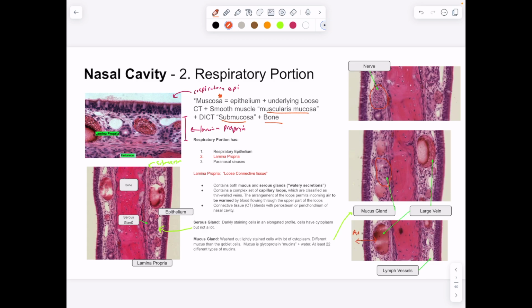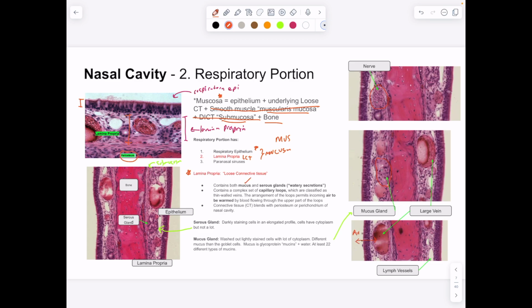But overall, as we find mucosa right here, it's going to be lamina propria plus the respiratory epithelium. So this is our mucosa. And then later on, we're going to see we'll have smooth muscle submucosa underneath it. The lamina propria, loose connective tissue. We can see we have epithelium here. Lamina propria is deep to that. And then we have the periosteum, which is the edge of the bone.